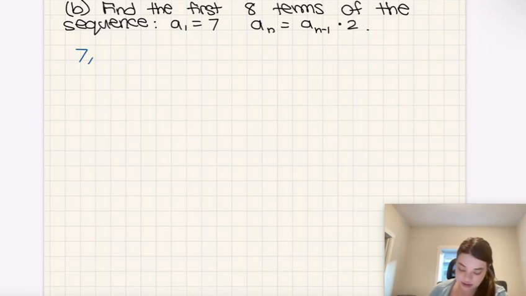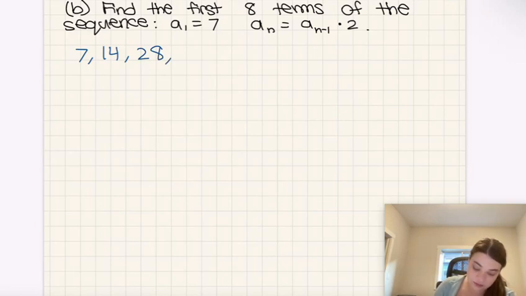So to get to the second term, I'm going to look at the first term and say, well, it's 7. So to get to the second one, we have to multiply by 2 to get 14. Then I need to multiply by 2 again to get the third term. 28. My apologies, it's multiplied by 2, not squared. And then we have to multiply by 2 again to get the next term, which is 56.